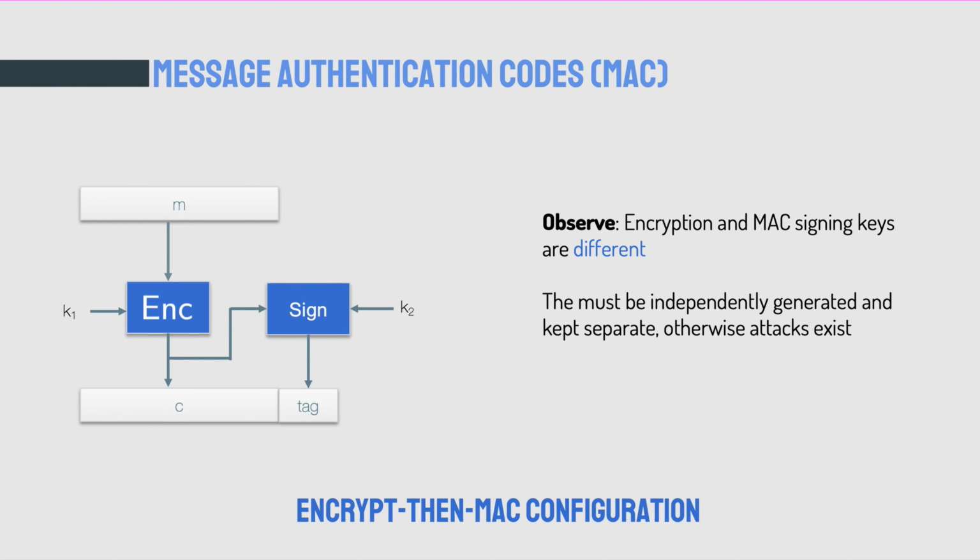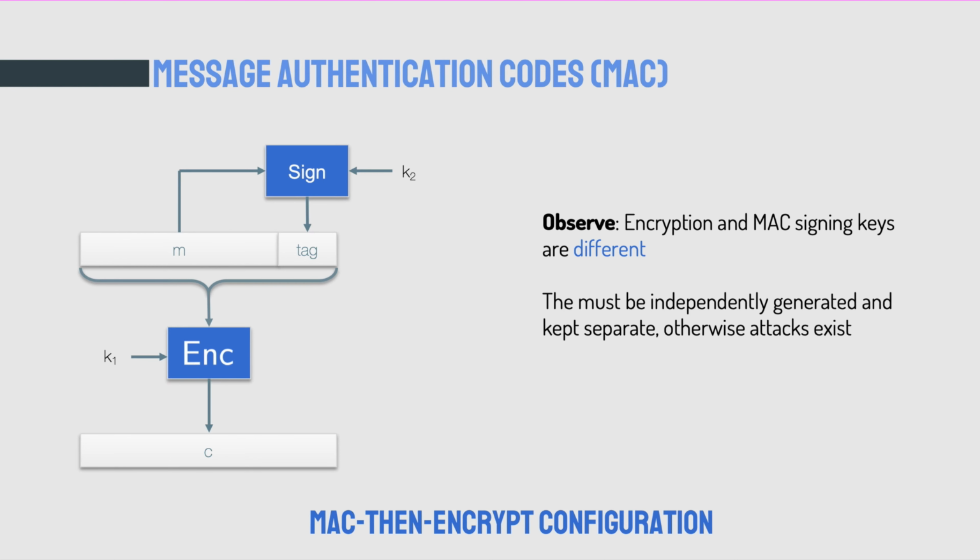One common approach is the encrypt-then-MAC approach. The idea is you create a ciphertext from a plaintext, and then you apply the MAC function to the ciphertext itself. Notice that the encryption key and the MAC key are different and independently generated from one another. Otherwise, certain attacks exist. Encrypt-then-MAC as a configuration is actually widely used in TLS today.